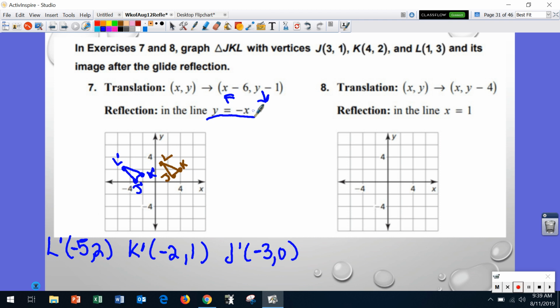So the rule when I have this, it tells me to switch x and y and then take opposite signs. So if the sign is positive, you make it negative. If the sign is negative, then you make it positive.